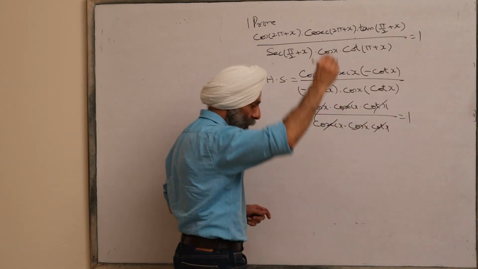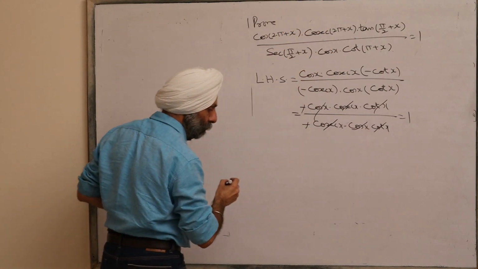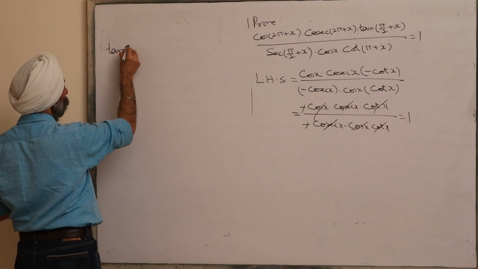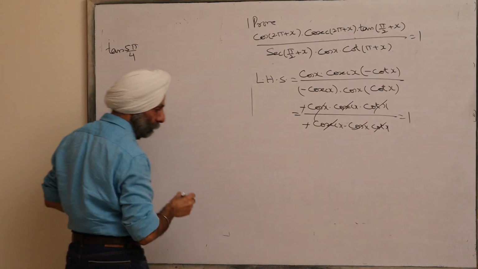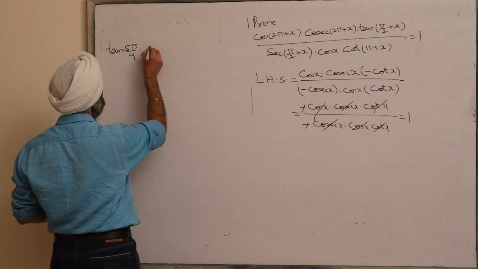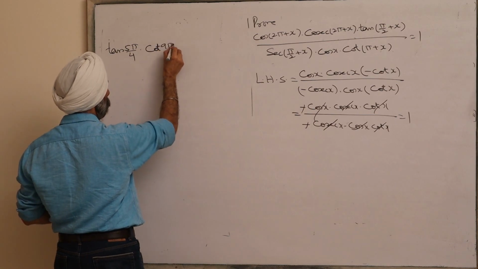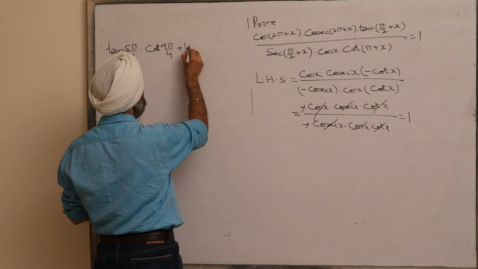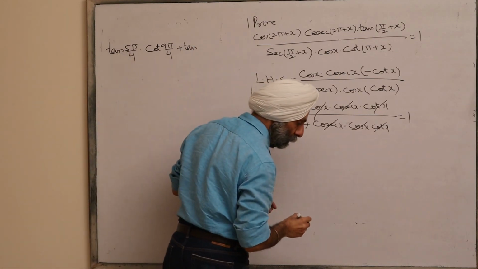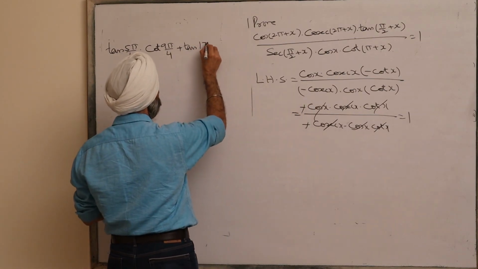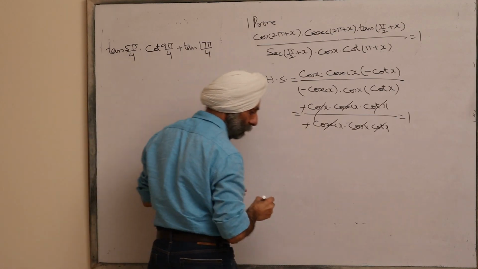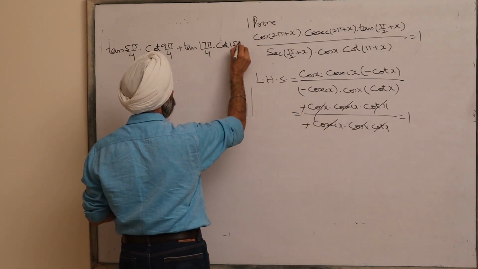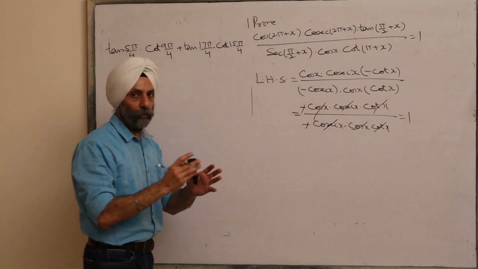Now similarly, let's say the next question is tan of 5 pi by 4 into cot of 9 pi by 4 plus tan of, what is that? It is 17 pi by 4 into cot of 15 pi by 4. We have to evaluate this question.